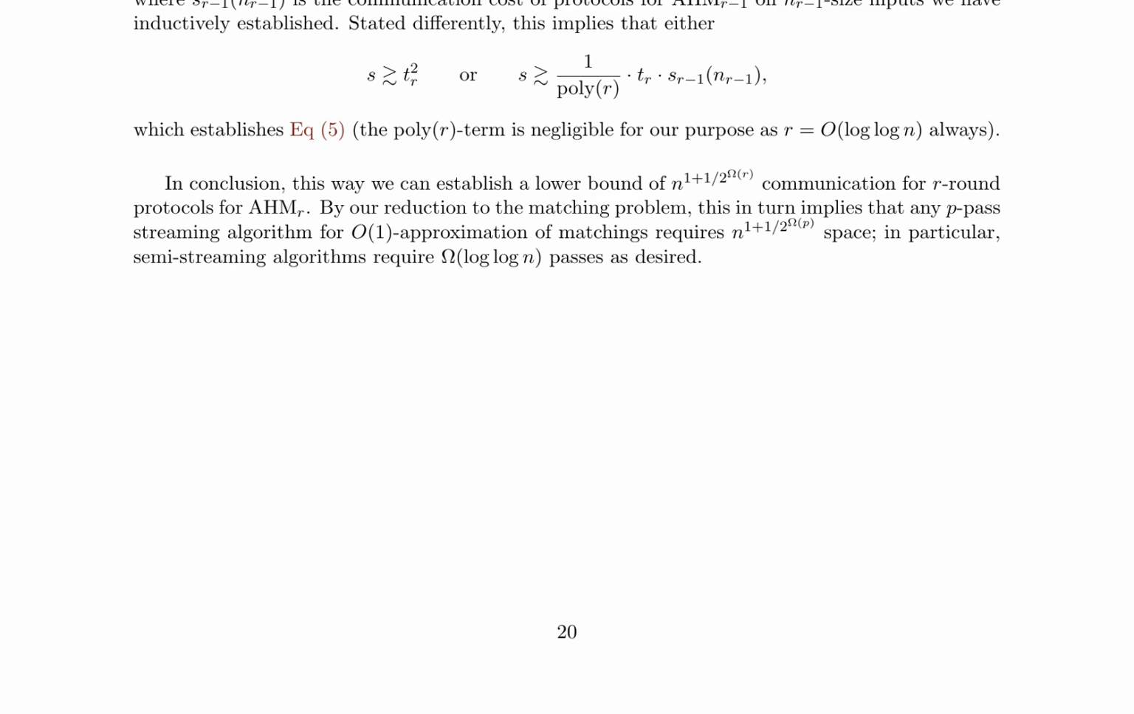This establishes a lower bound of N^(1+Ω(1/R)) communication for R-round protocols for AHM_R. By our reduction to the matching problem, this in turn implies that any P-pass streaming algorithm for O(1)-approximation of matchings requires N^(1+Ω(1/P)) space. In particular, semi-streaming algorithms require Ω(log n) passes as desired.